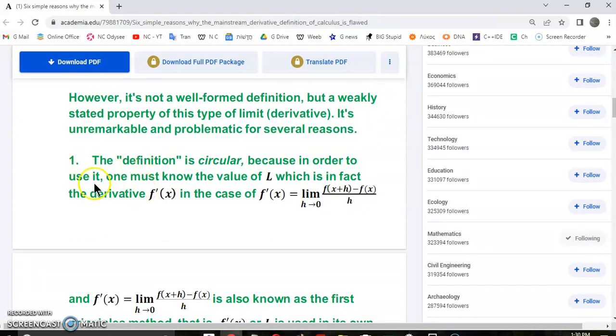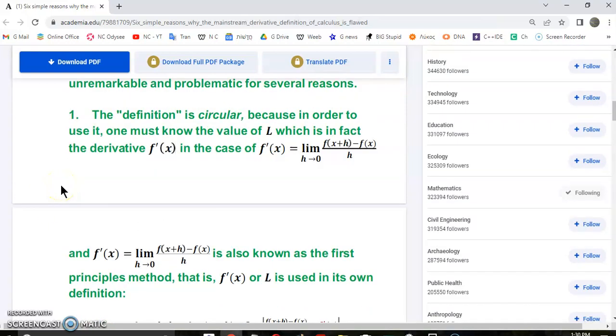So it's not really a well-formed definition, but a weakly stated property of this type of limit. So each limit has, in its own right, a different definition. So it's unremarkable and problematic for several reasons. So let's begin seeing why with the very first one.